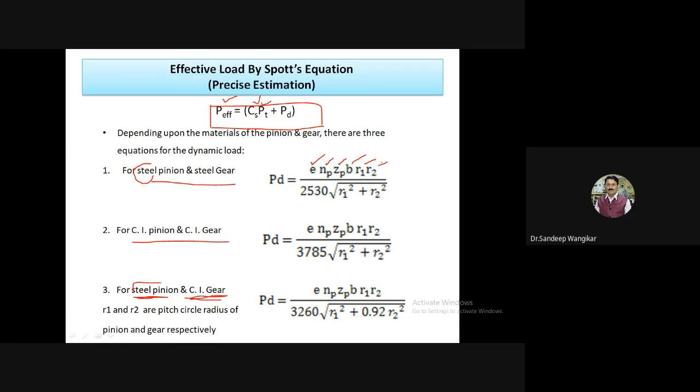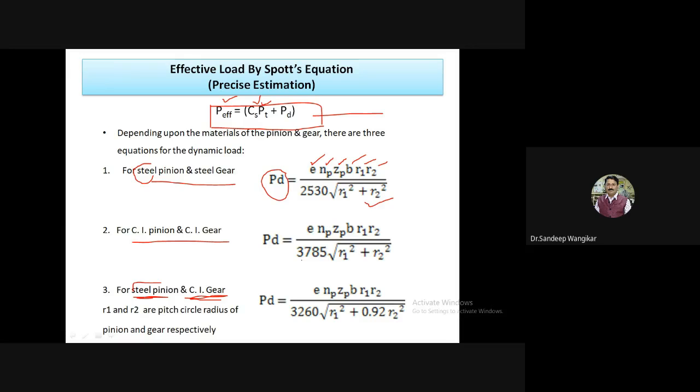R1 and R2 are the pitch circle radii of pinion and gear respectively, divided by 2530 under root of R1 square plus R2 square. I already mentioned what R1 and R2 are. So by using this formula, you can calculate the PD and put your PD value in the above equation, and you will get the value of P effective. So this is the formula for steel pinion with steel gear.